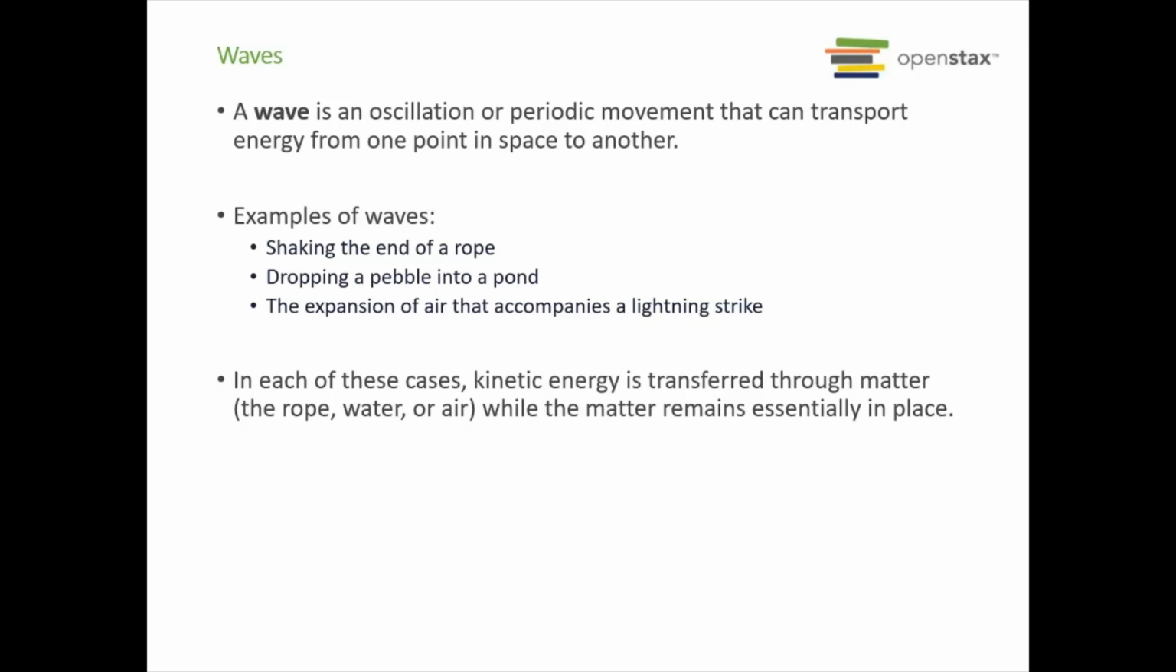So let's talk about what a wave is. A wave is an oscillation or periodic movement that can transport energy from one point in space to another. Okay, so this is a wave. Some examples: shaking the end of a rope. Okay, you can make a rope do that. Dropping a pebble in a pond, you make little waves that go out from the center. The expansion of air that accompanies a lightning strike. Okay, that's a sound wave.